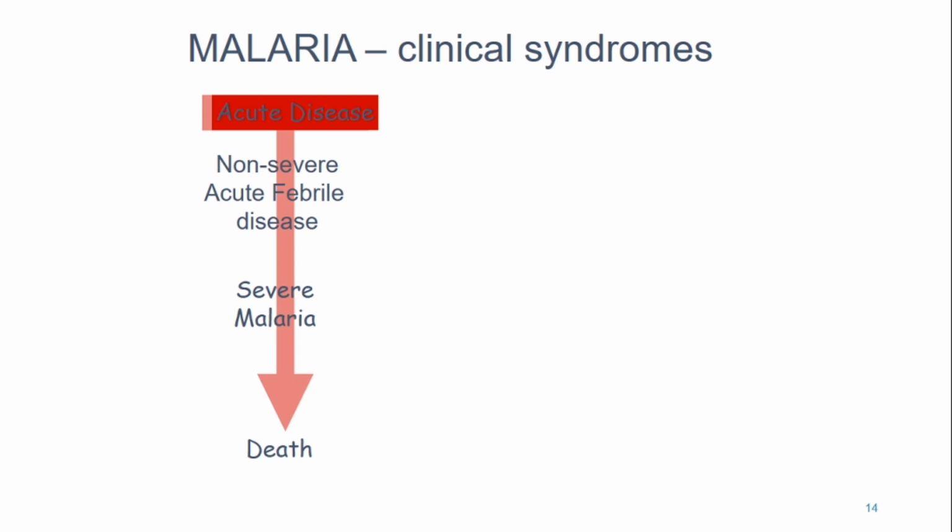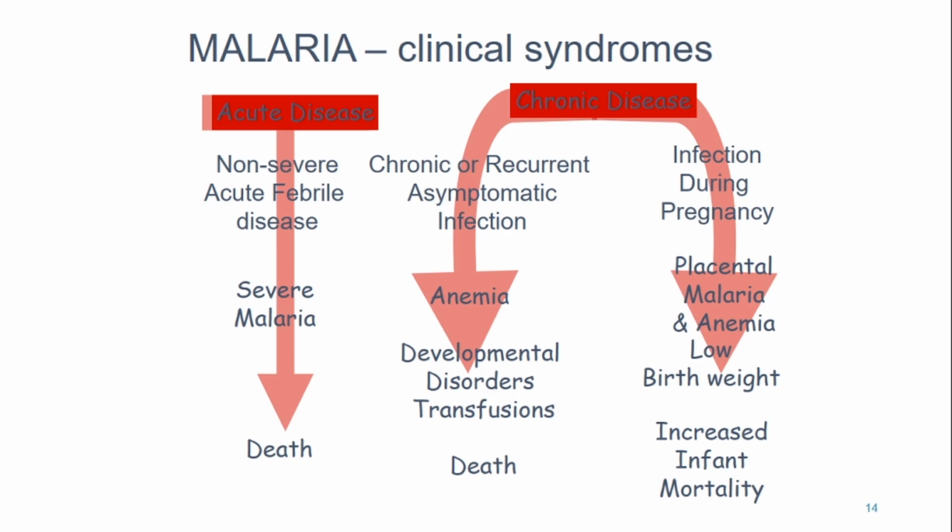So this illustrates the clinical syndromes that are associated with malaria. Malaria could cause acute disease, and in patients, especially in endemic areas or patients who have had repeated malaria infections, this acute disease could be non-severe. It usually occurs as an acute febrile illness. However, in some cases, it may lead to severe malaria and ultimately death if not appropriately diagnosed or managed. This could also occur in patients who are non-immune or who have their first exposure to malaria. They are at more risk of severe malaria and its complications and ultimately death.